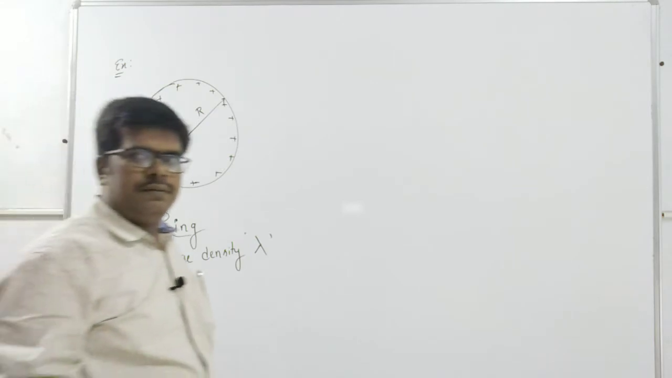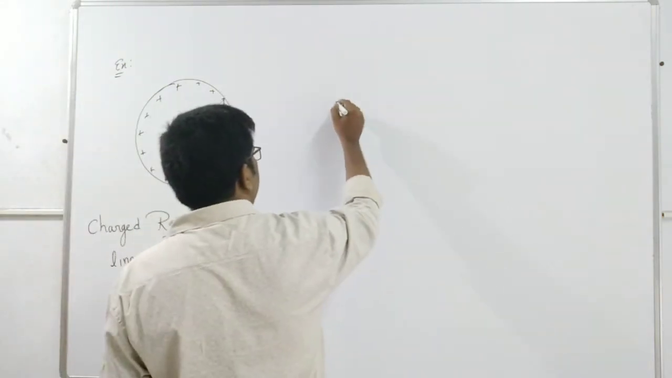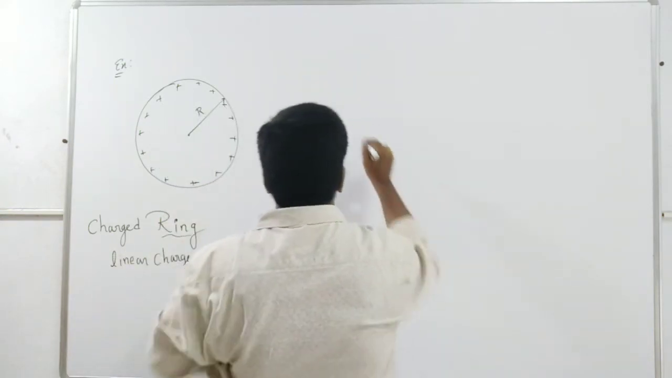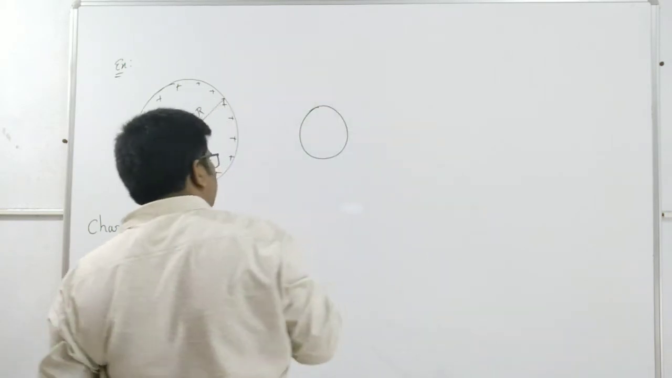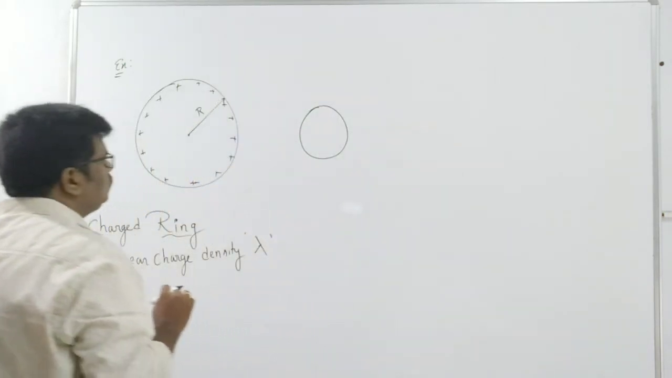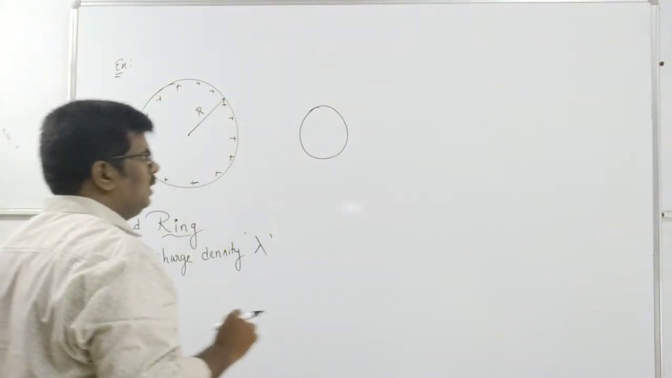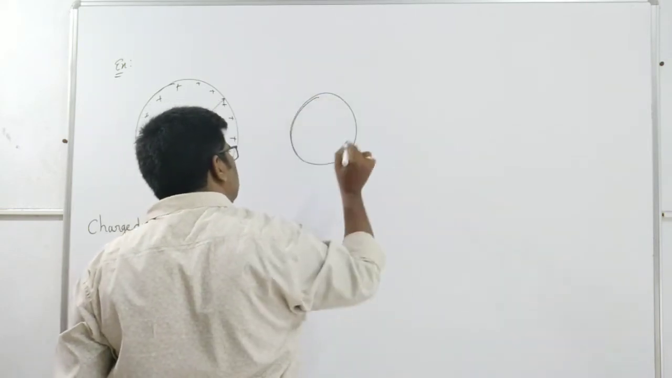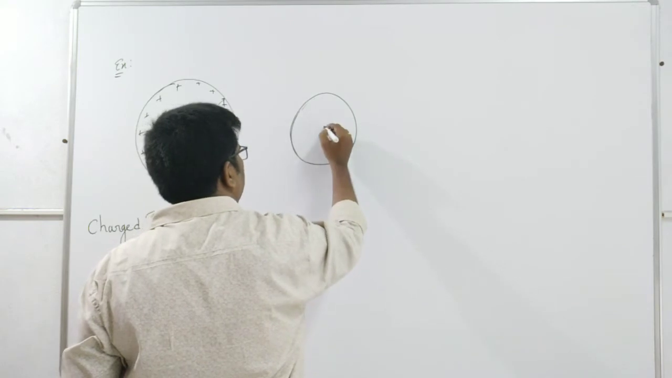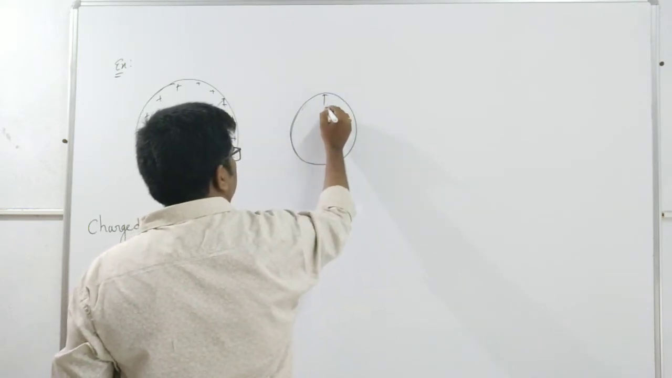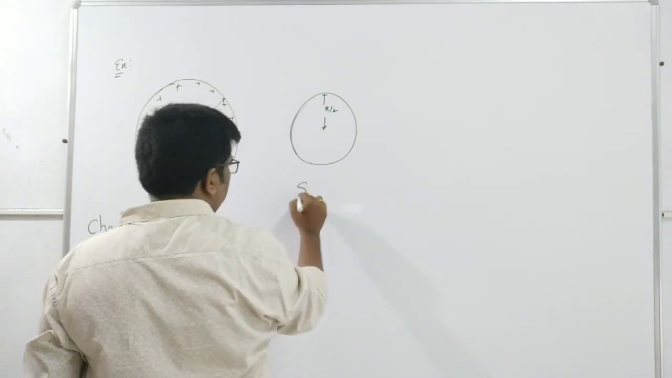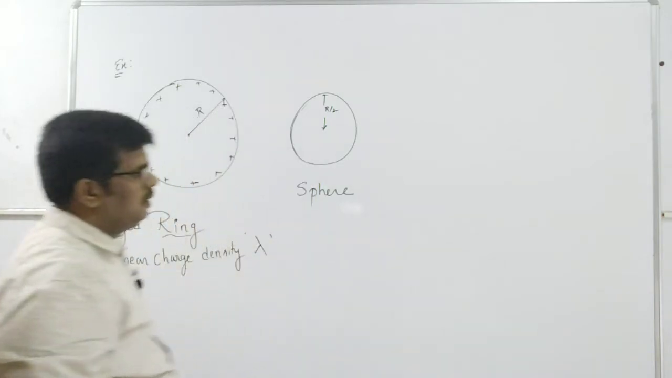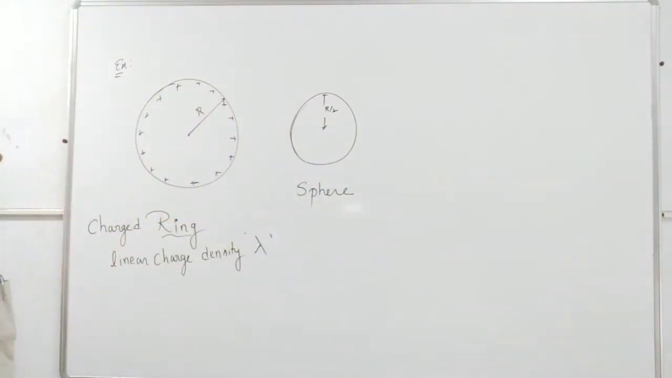Now I have here a sphere. This is a hollow sphere, let us suppose, but whose radius is smaller than the ring's. How much radius does it have? Its radius is r by 2. So it is r, and it is r by 2. It is a hollow, uncharged sphere. This is uncharged, just an uncharged sphere only.